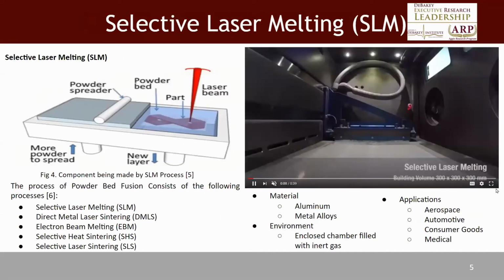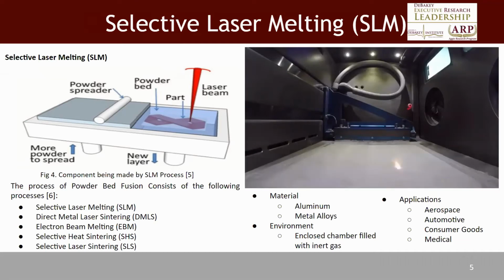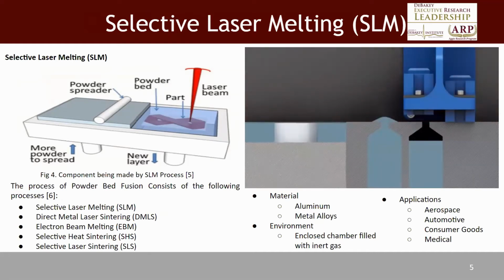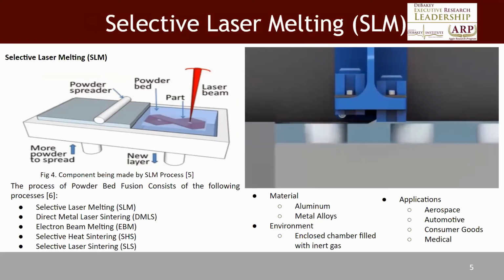Selective laser melting is a process of powder bed fusion which must occur in an enclosed chamber filled with inert gas to melt either aluminum or metal alloy powders. This process uses a variation of laser beams to melt the material within the chamber. A model must first be created in a computer-aided design software, which then will be sent to be printed in an SLM machine. SLM is widely seen in industries such as aerospace, automotive, consumer goods, and the medical field. The video illustrates how parts are being made through selective laser melting.